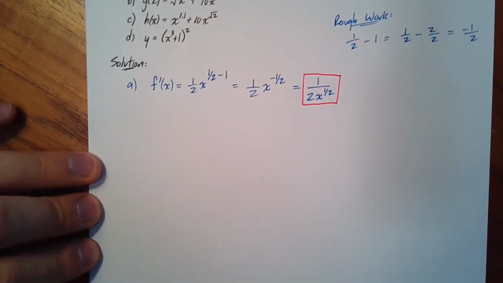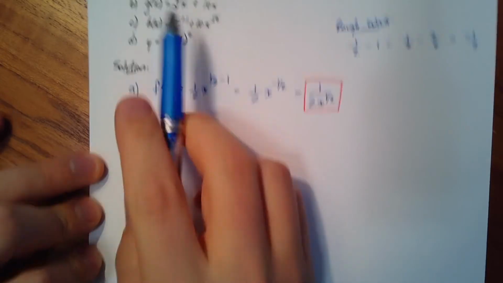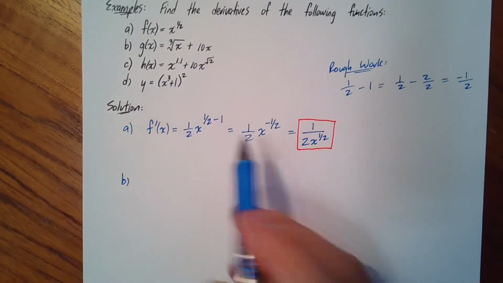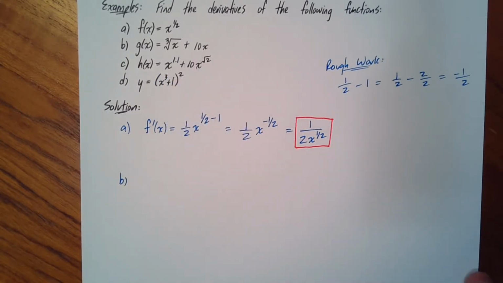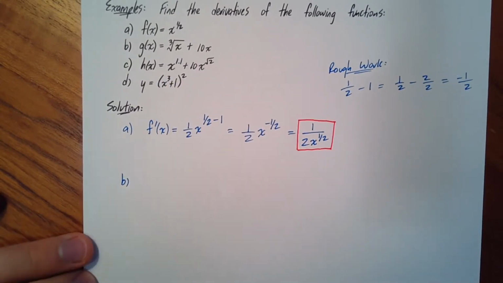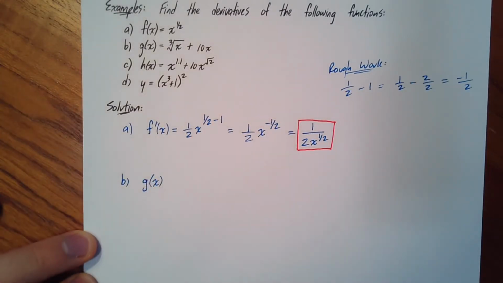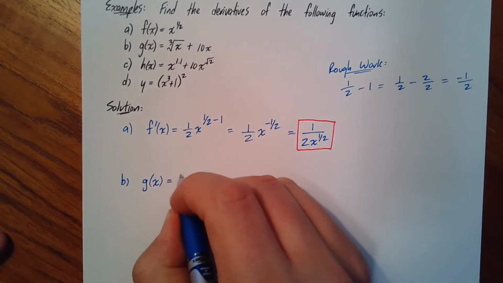Okay, and for part B, let's look at another example. So we've got g of x is equal to the cube root of x plus 10x. Now, the cube root of x, that's not a power of x, or at least it's not written like a power of x, but we actually can write it like a power of x. So before we do any differentiation, we're just going to rewrite the function so it actually looks like something that we can handle. So let's just rewrite the function g of x.